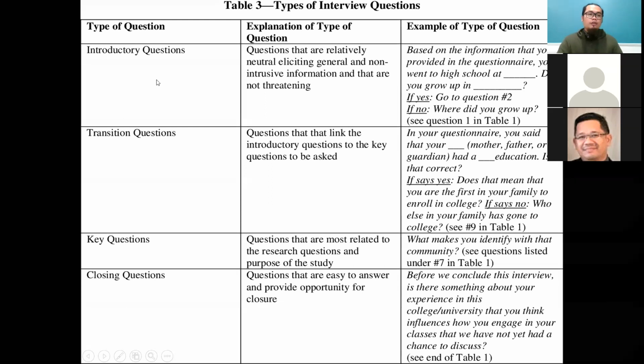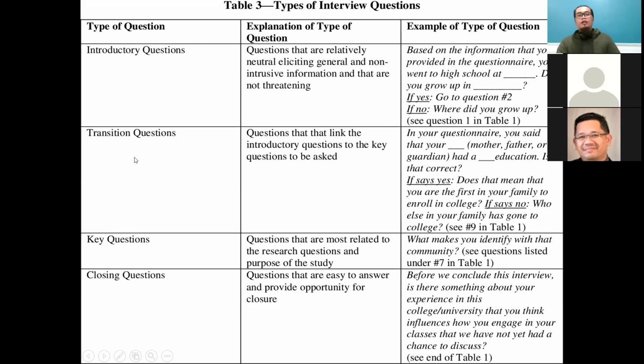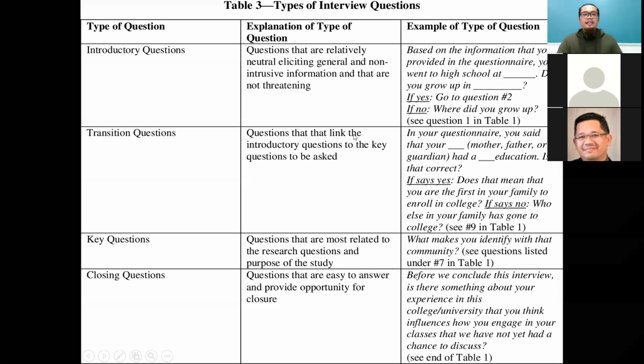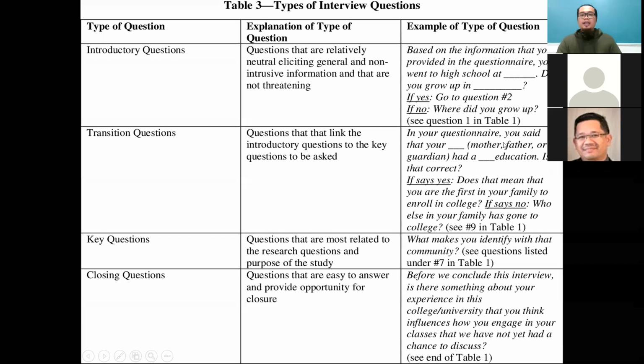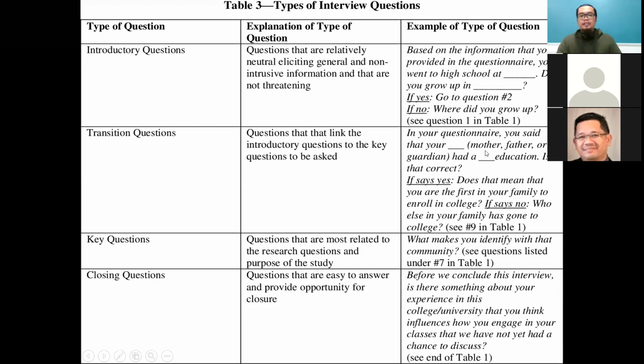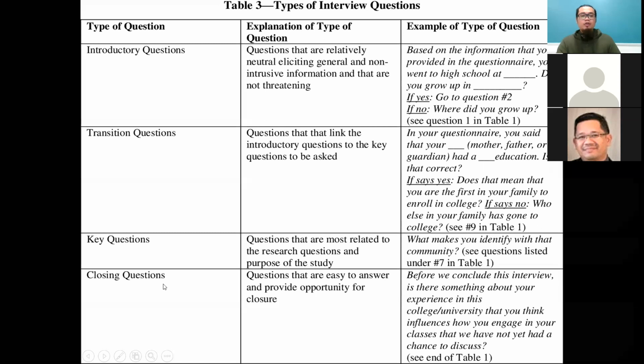So we continue with the transition questions, key question, and the last one, the closing question. For a transition question, we ask questions that link the introductory question to the key question to be asked. For example, you said that your mother, father, or guardians had an education. Is that correct? If yes, does that mean you are the first in your family to enroll in college? If no, who else in your family has gone to college? Then we go through the key question and closing questions.